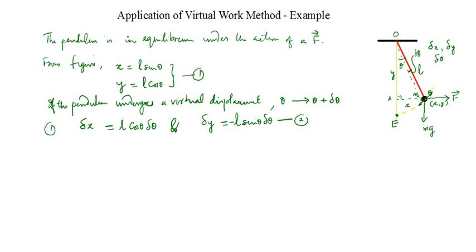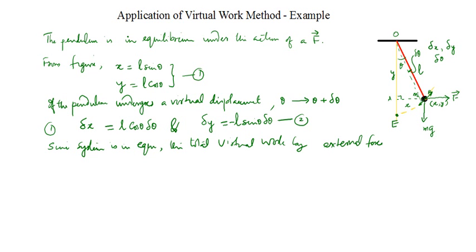Now we are applying the principle of virtual work. What does it mean? The total virtual work done by the external forces should vanish for the system to be in equilibrium. Since the system is in static equilibrium, the total virtual work by external forces should vanish. That's important: external forces. The constraint forces are already assumed to do zero work.